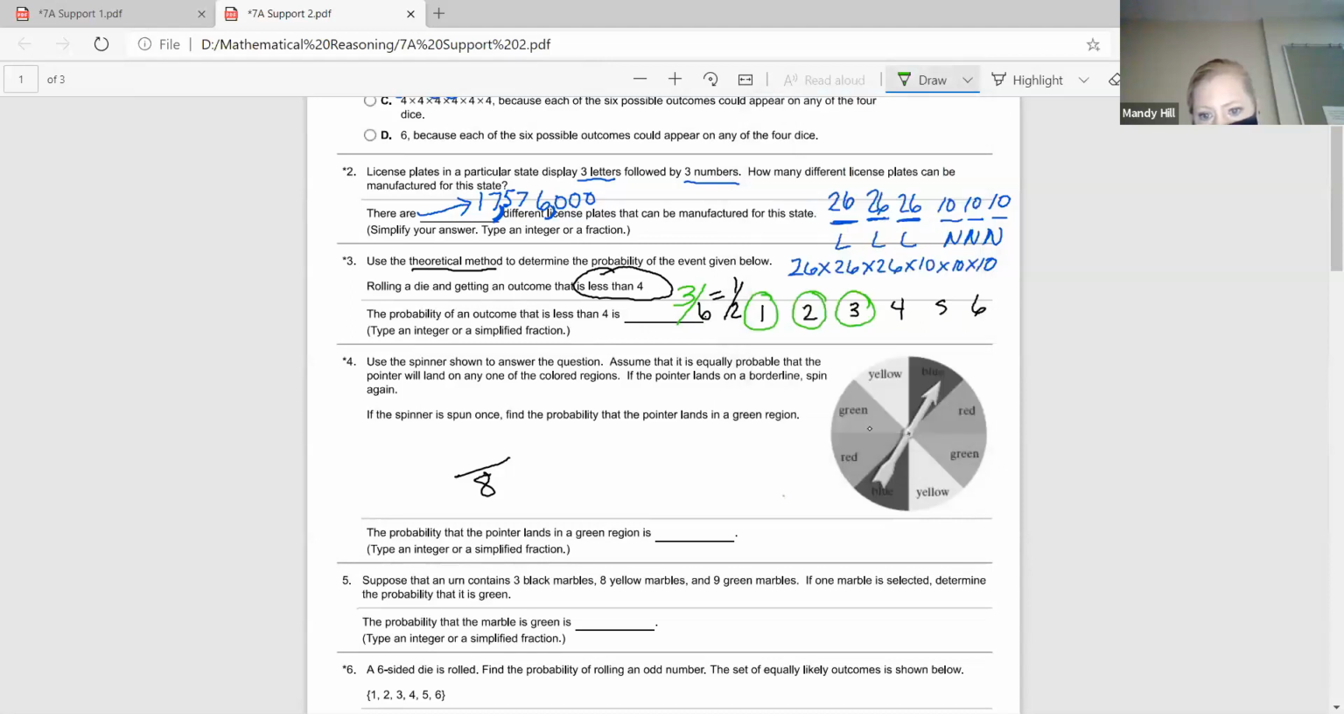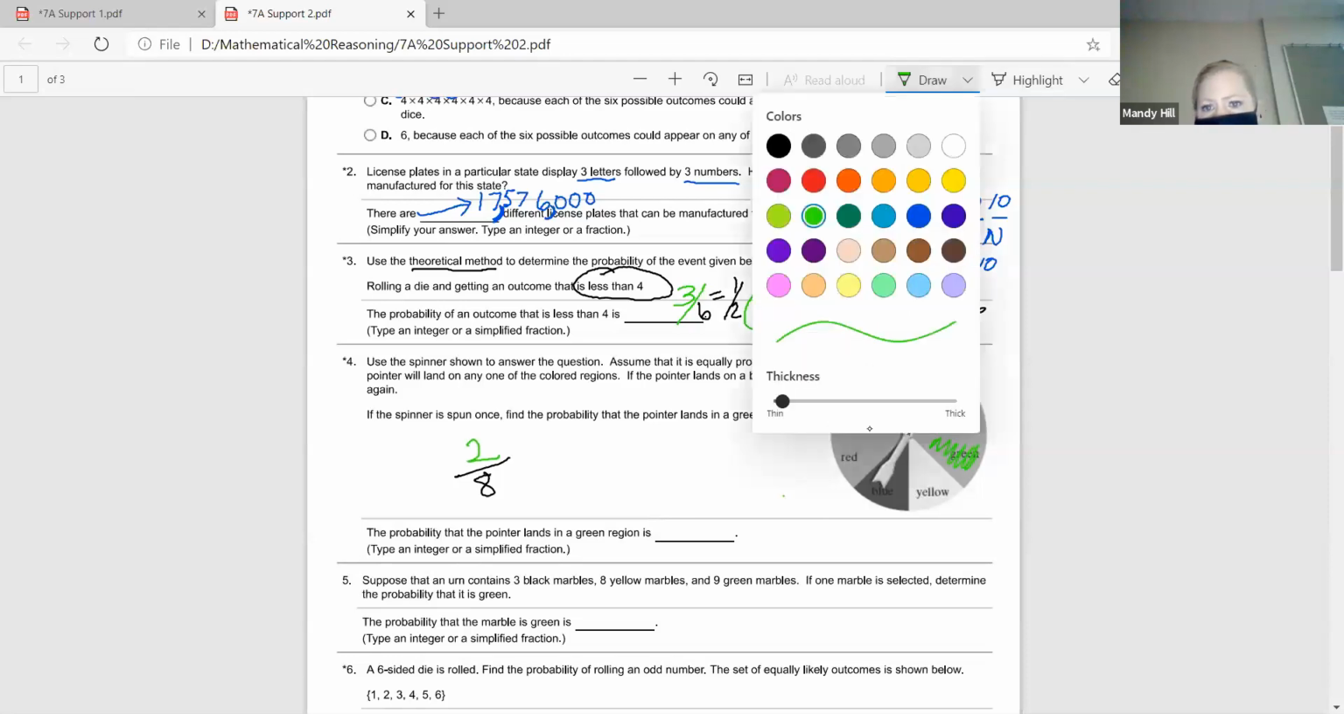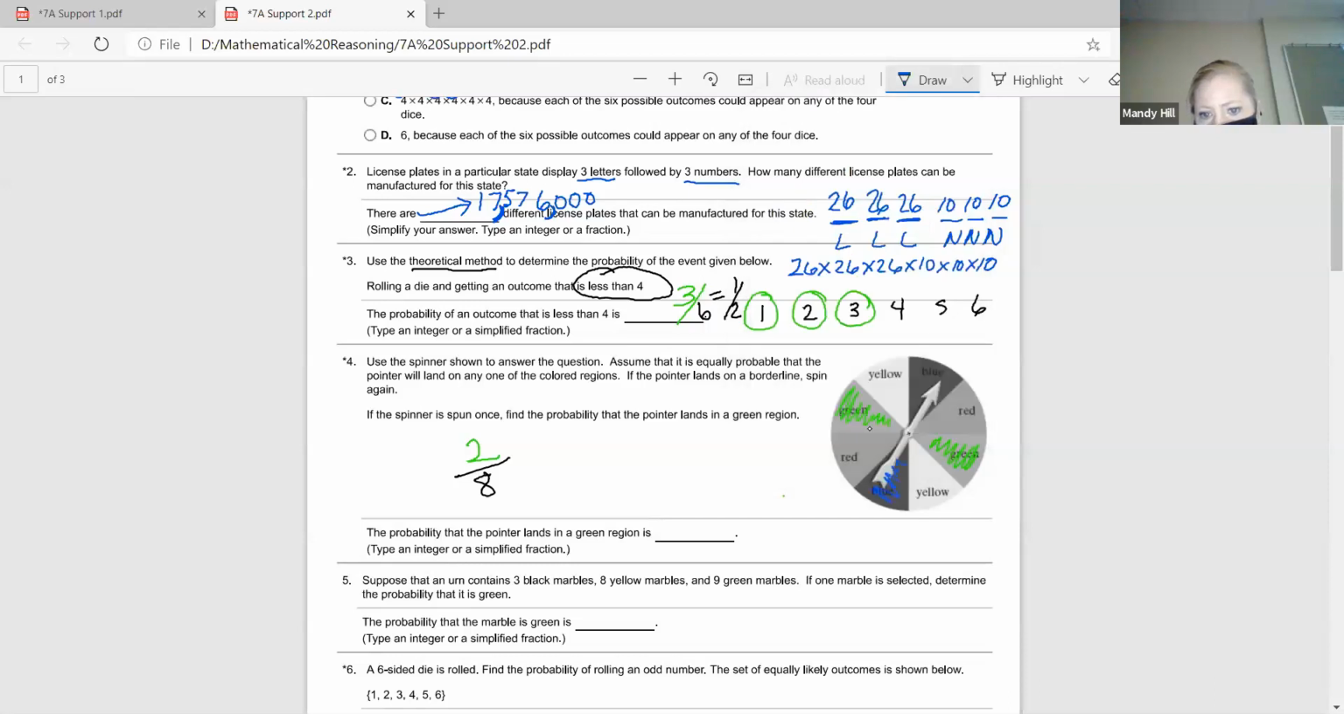It looks like 2. This one is green right here, and this one is green right here. So 2 out of 8. I'm going to color these in real quick. This one is blue. This one is blue. Supposed to be blue.